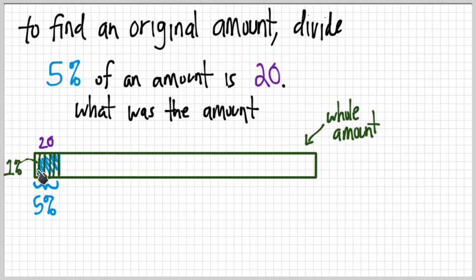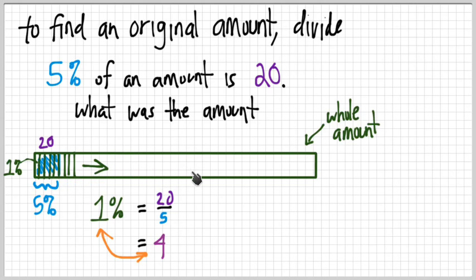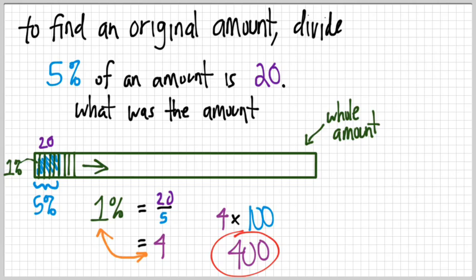So if 5% is 20, how much is 1%? Well, we basically just take 1/5 of the 20. So 1% is equal to 20 divided by 5. And we get 4. So 1% equals 4. Now if you think about it, this whole thing is going to be filled with 100 of those 1% pieces. And if each 1% is 4, and there's 100 of them, then we just do 4 times 100, and 400 is this whole amount.